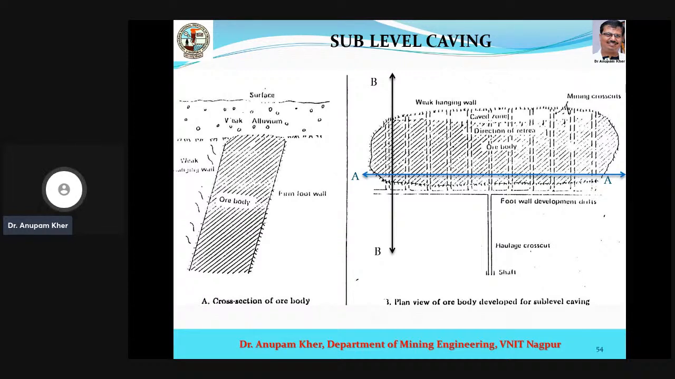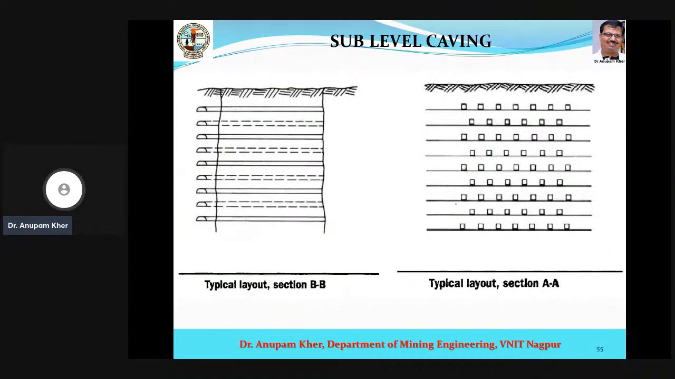This is the shaft, this is the main cross cut, and then there is a haulage road. This is the haulage road which is parallel to the strike of the ore body. From this, the transverse galleries and sub levels are driven inside the ore body. Okay, so let's see how this AA and BB look.